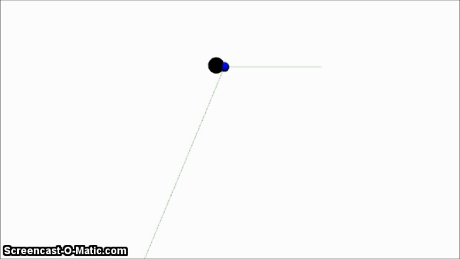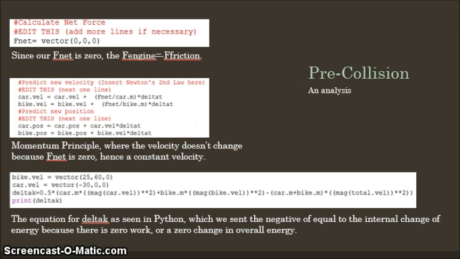So just the car and the motorcycle colliding into one solid object. After breaking it down, this analysis is fairly simple. Our F-net is zero because the force from the engine and the friction force equal one another. Our momentum principle doesn't really matter in this case because the F-net is zero, so there's no real change in velocity. However, there's a change in position, which we use the momentum principle to calculate. The equation for the change in kinetic energy is seen at the bottom, however, it is typed in Python code, so it does look a little funky.